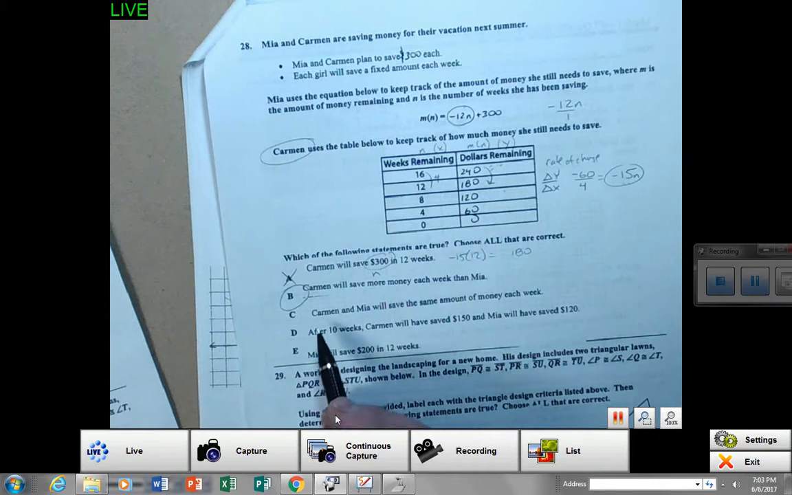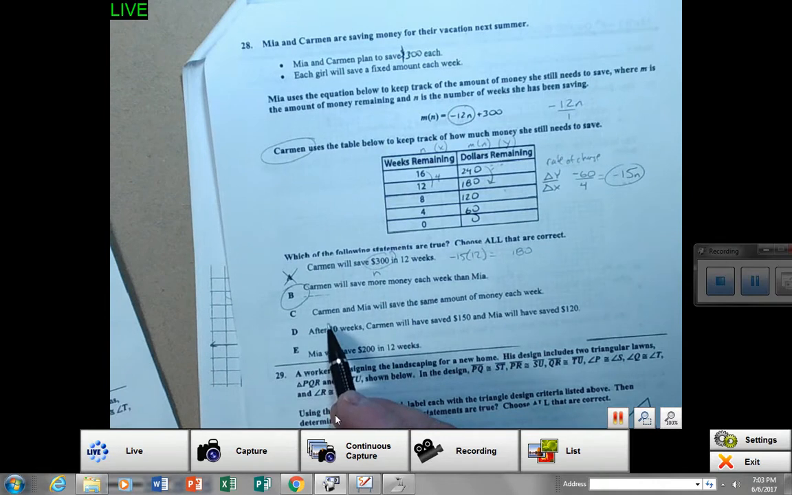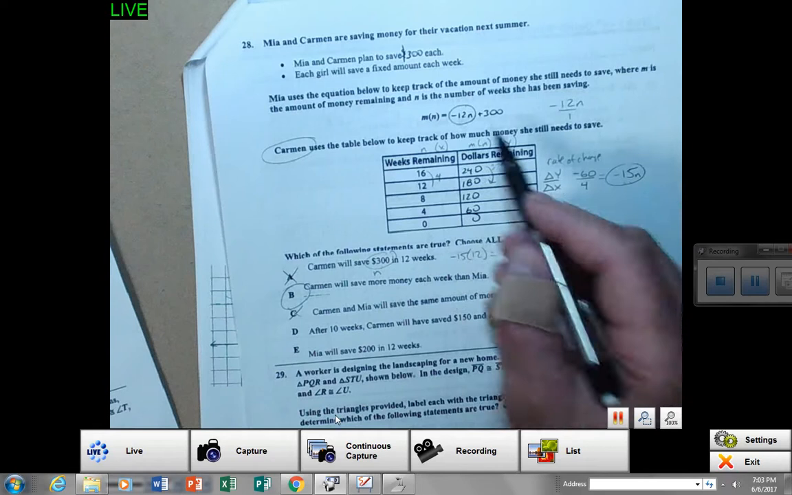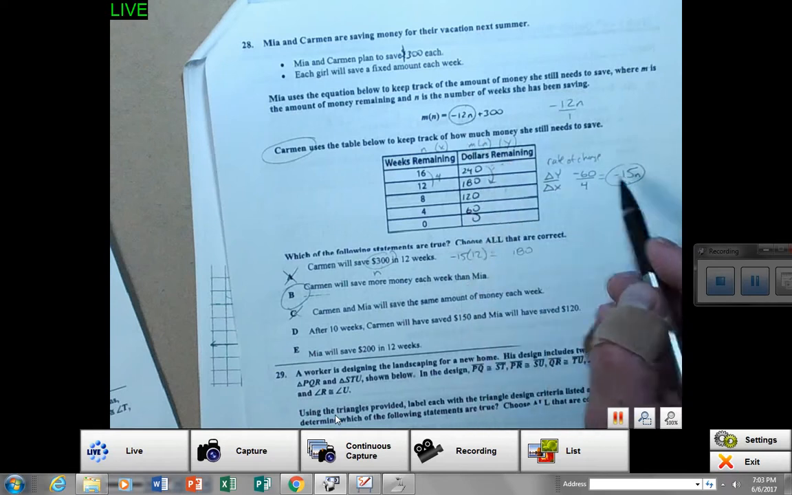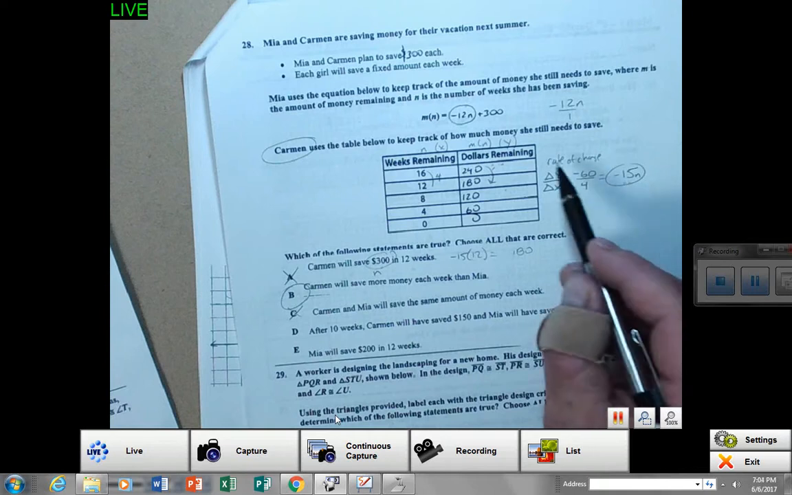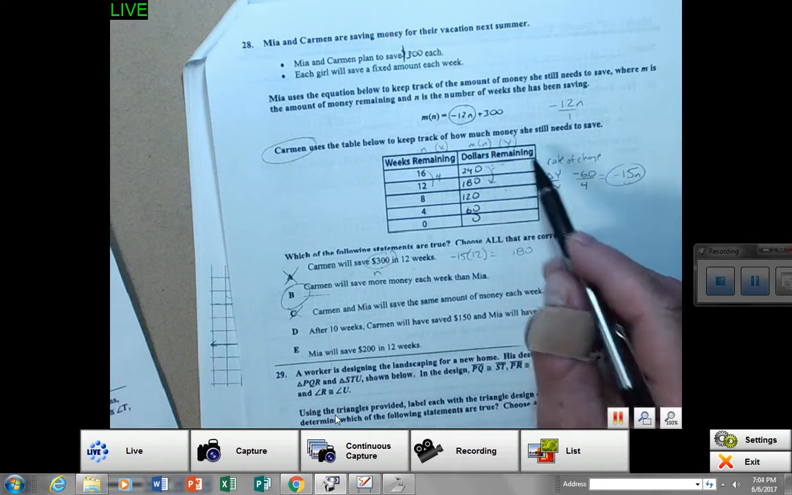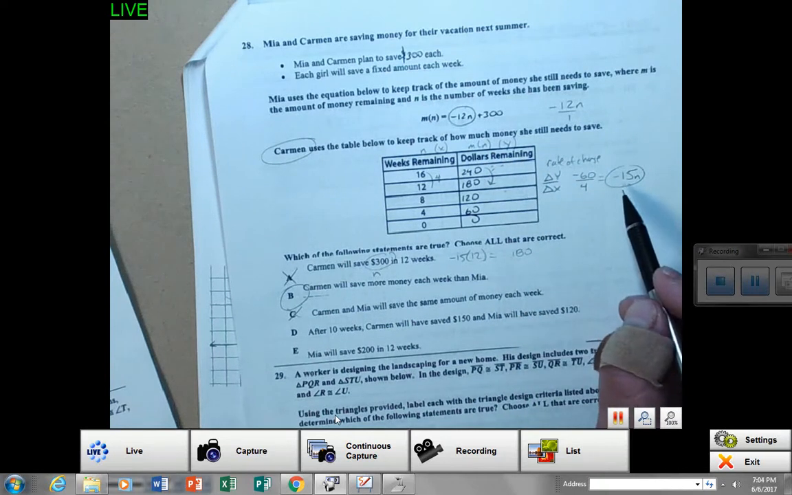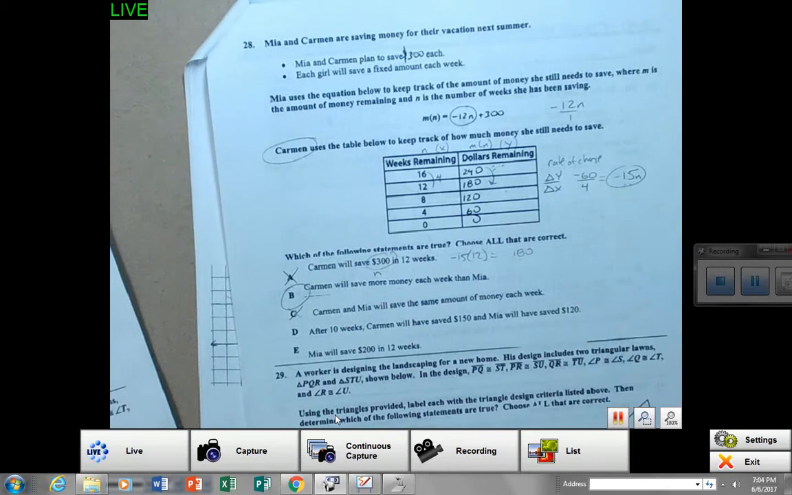All right, Carmen and Mia will save the same amount. That is not true because these rates are not the same. They're not saving the same amount of money or at the same rate. This has Carmen saving more money, Mia saving less. And negative meaning the amount of money they need left to save is going down faster.